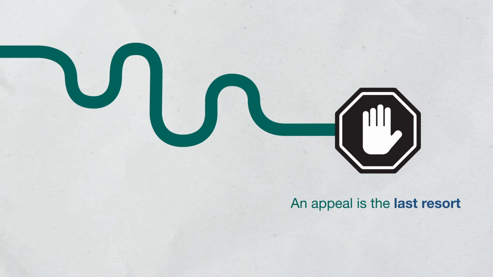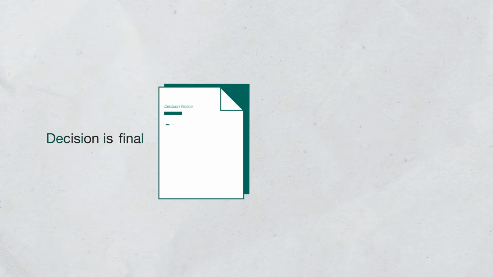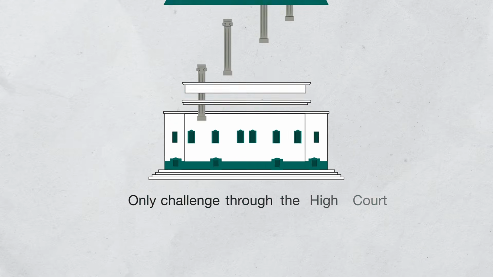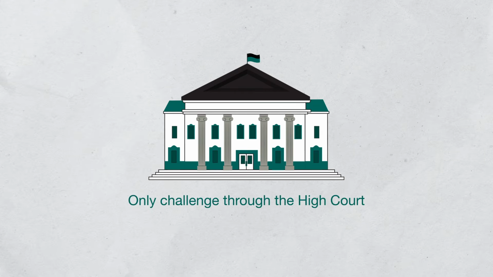Remember, an appeal is a formal process and the last resort. The inspector's decision will be final, and you can only challenge this decision through the High Court.